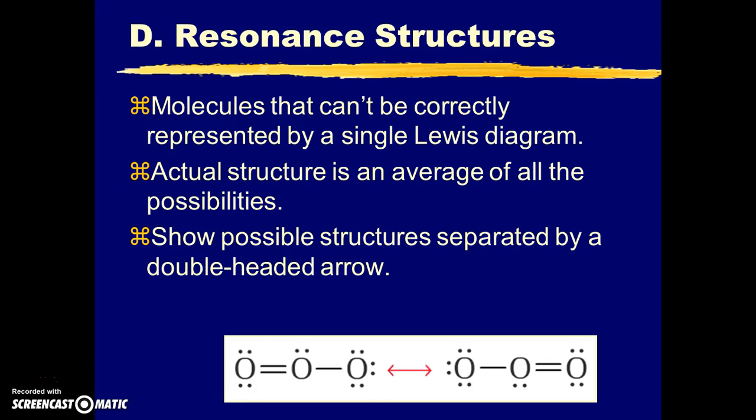In either way, we're using the correct number of electrons, and we're making sure each oxygen has 8 electrons around it. Again, this is what we call a resonance structure. Usually you're going to have 2 or 3 resonance structures to draw.